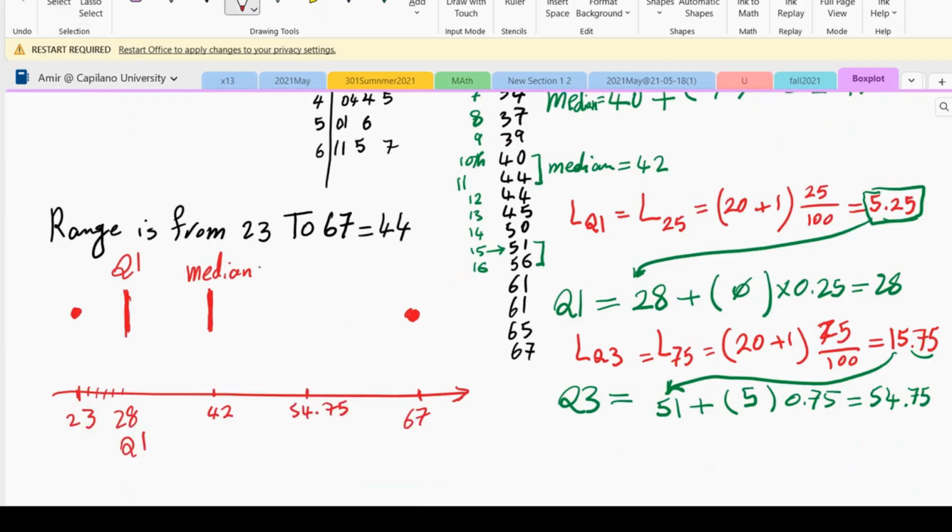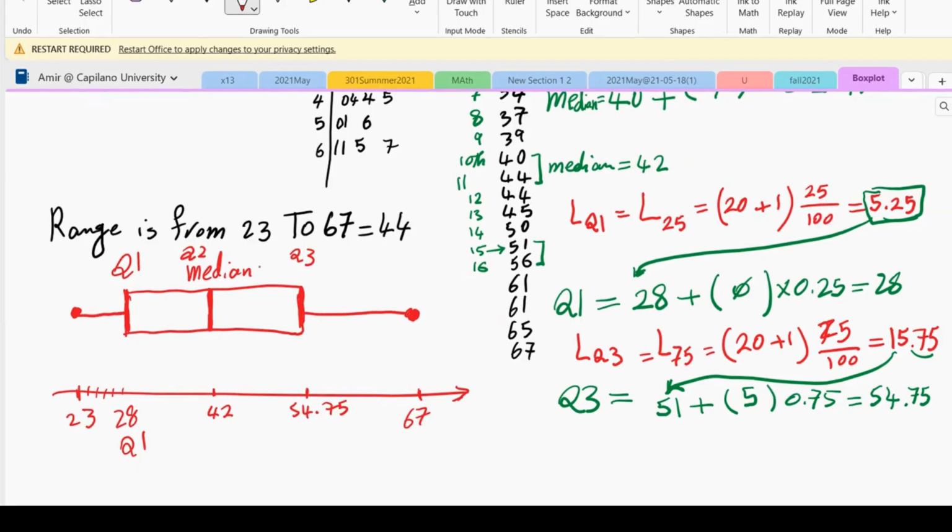So this is where 54, and then we identify that on the chart. And now we connect these three major points. Quartile 1, notice that median is quartile 2, 50%. Quartile 3, we identify quartile 1, quartile 2 or median, and quartile 3. And then we connect the minimum to the beginning of the box and maximum to the end of the box. And now we have the box plot.